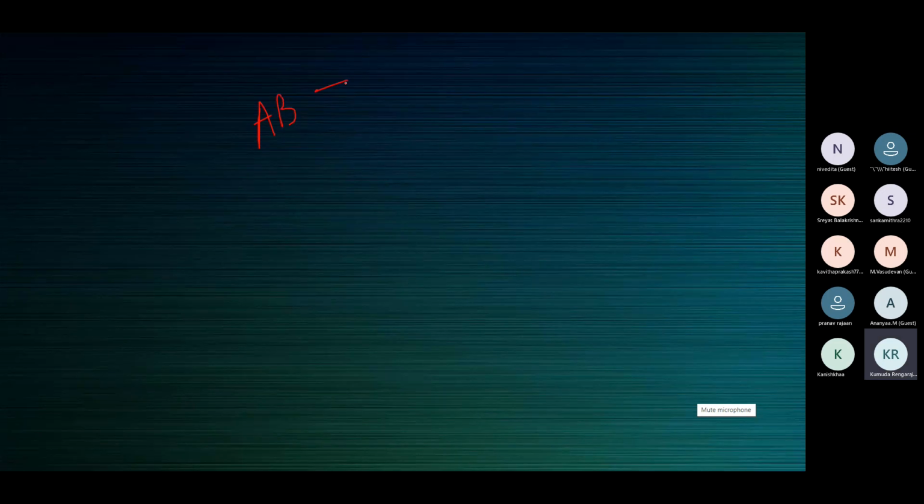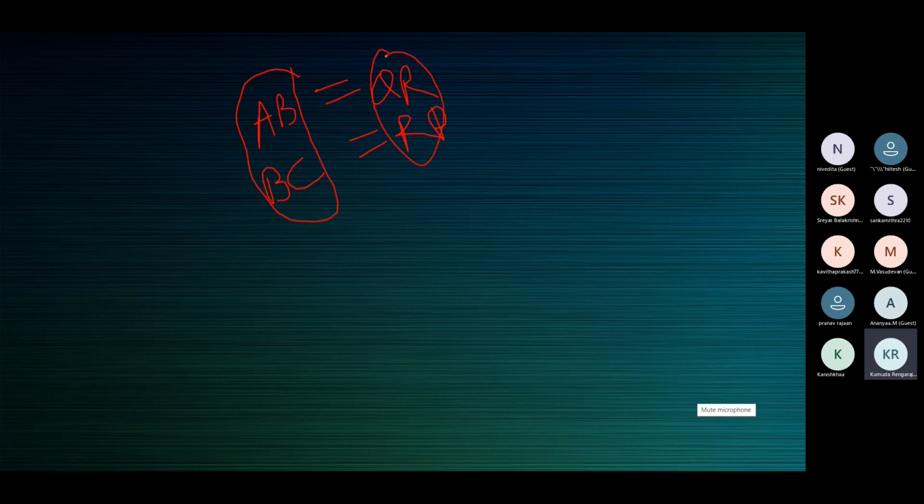AB is equal to QR. Then BC is equal to, it's given PR. We'll write RP, it's given PR. Let's write it as RP because AB, BC, QR, RP are two sides of one triangle and two sides of the other triangle. So the triangle is ABC, QRP.